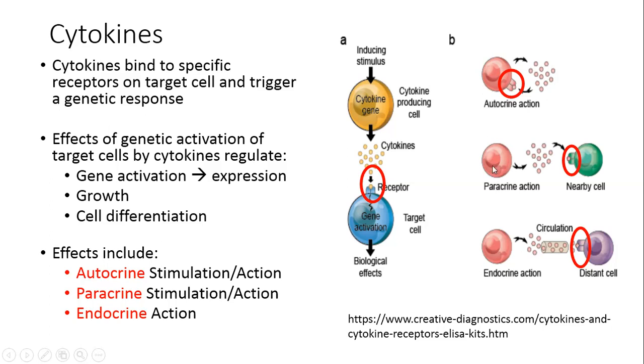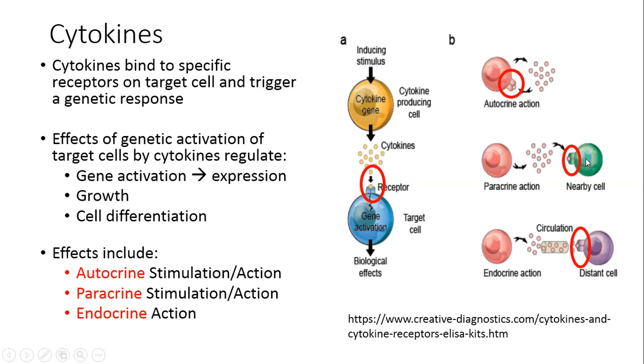The next kind of action that we're going to take a look at is called a paracrine action. And all that's saying is, here's again the cytokine producing cell. It releases the cytokines, and this target cell is just nearby. It's close by, and it has the receptor. So a paracrine action is just referring to a cytokine producing cell that releases cytokines, and they bind to and act on a cell nearby.